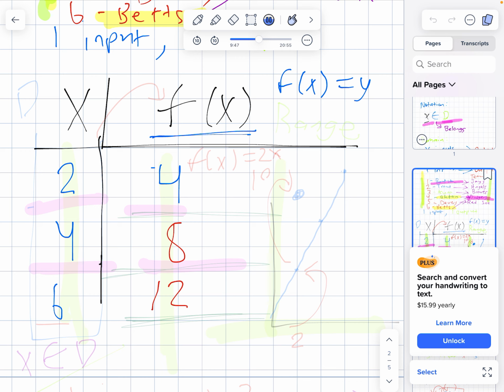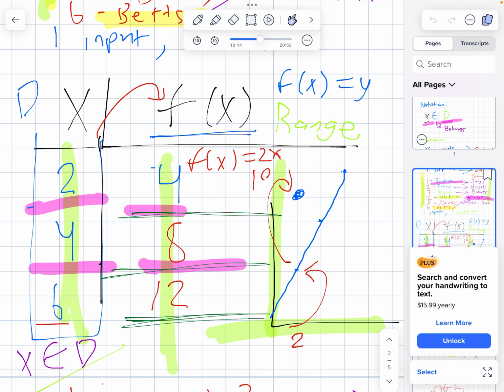If we were to draw a graph using the following numbers, well, we'd see that 2, 4 is around here. Let's say 4, 8 is around there. Let's say 6, 12 is around there.